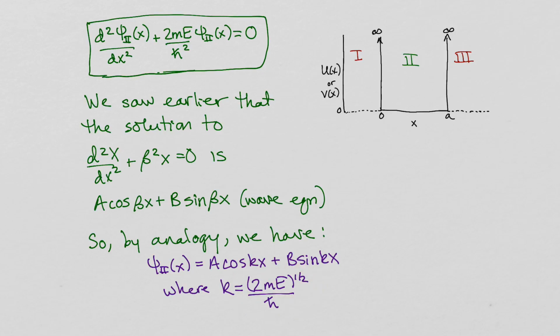Now that we have our general solution for the particle in a box problem, we want to find our coefficients here, our A and our B, and hopefully you remember that the way that we find those coefficients is to then apply the boundary conditions for our problem.